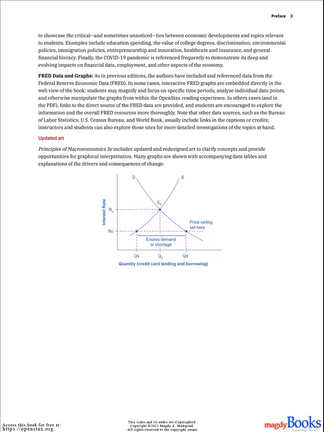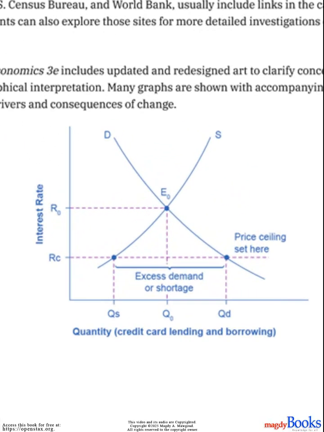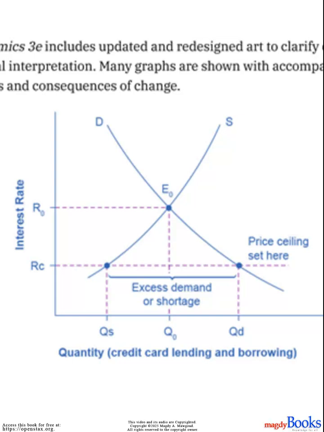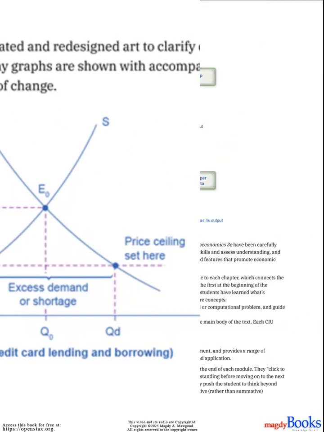Updated art. Principles of Macroeconomics 3E includes updated and redesigned art to clarify concepts and provide opportunities for graphical interpretation. Many graphs are shown with accompanying data tables and explanations of the drivers and consequences of change. Figure 1. Quantity, credit card lending and borrowing, interest rate, excess demand or shortage, price ceiling set here.